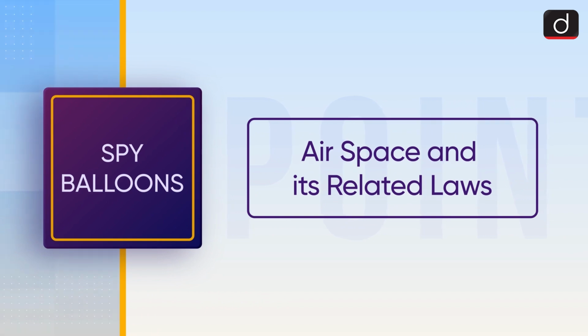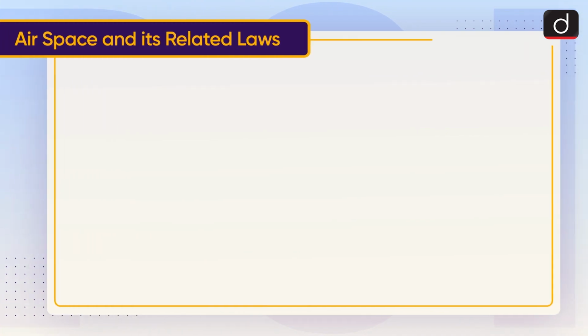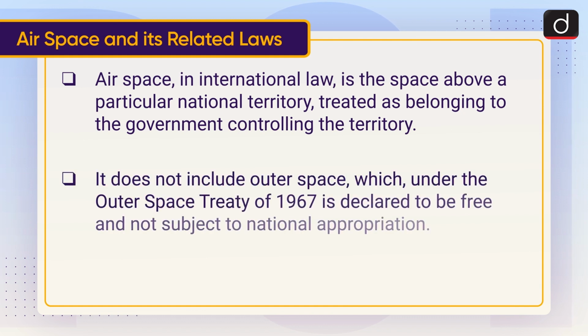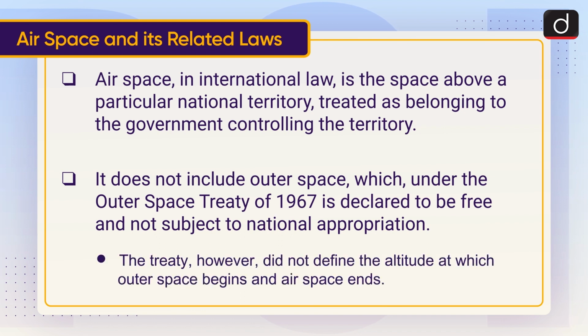Now let's discuss airspace and its related laws. Airspace in international law is the space above a particular national territory, treated as belonging to the government controlling the territory. It does not include outer space, which under the Outer Space Treaty of 1967 is declared to be free and not subject to national appropriation. The treaty, however, did not define the altitude at which outer space begins and airspace ends.